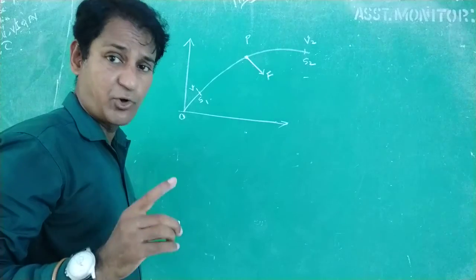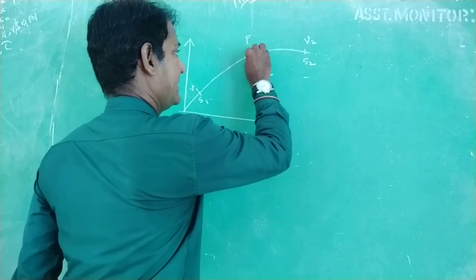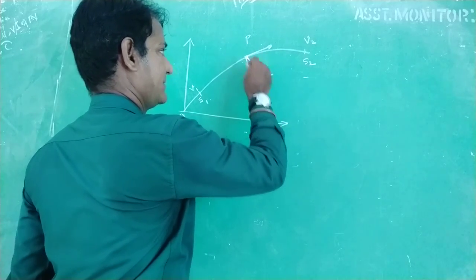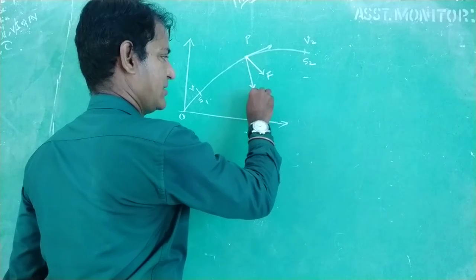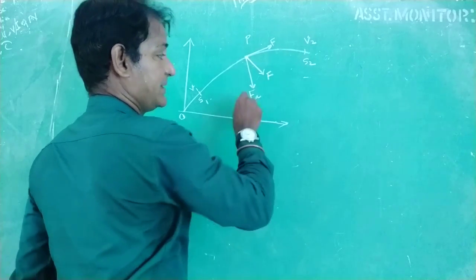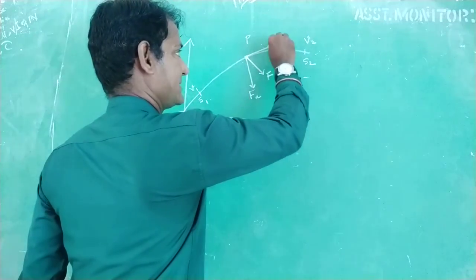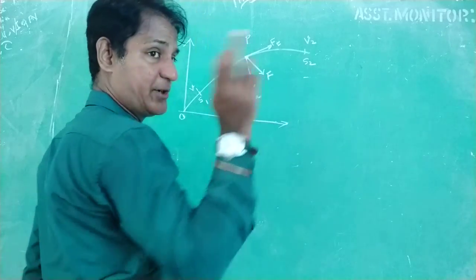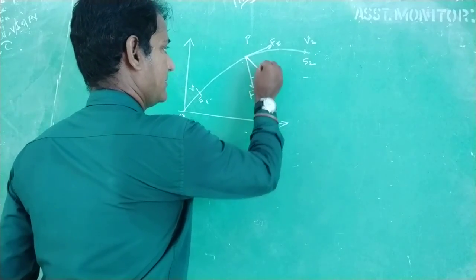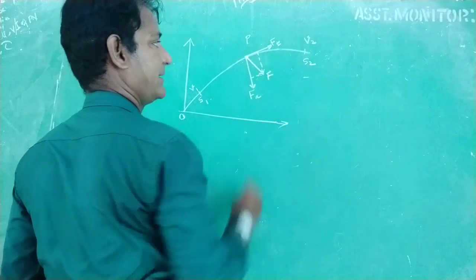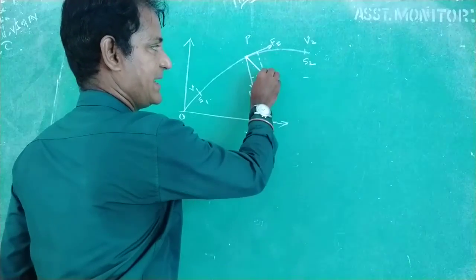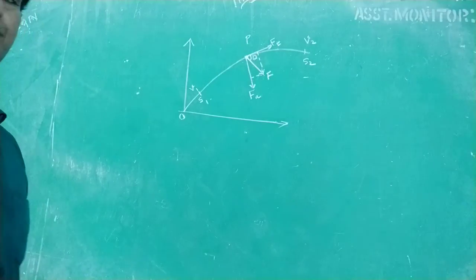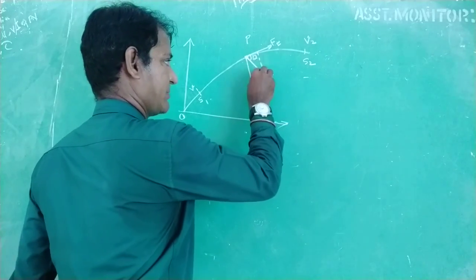Now this force can be resolved into two components. One will be acting tangentially, and another will be perpendicular to this, that is, normal to this. This force is called the normal force, and this force component is called the tangential force Ft. Now I am going to drop a perpendicular line from here and then here. Between Ft and the force F, there is an angle theta, right? So this angle will also be the same.